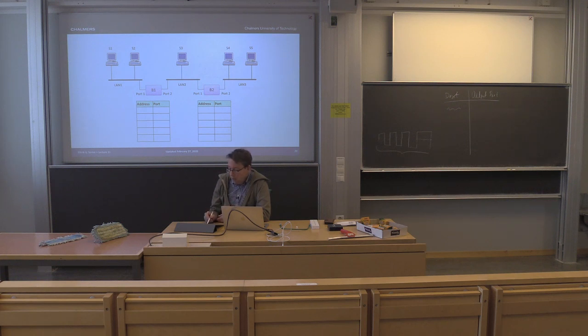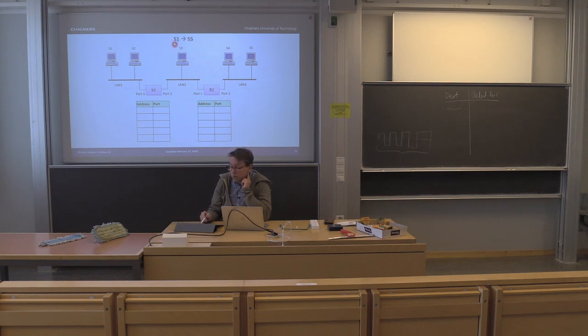Okay, and in the beginning we have 2 bridges here which are connected to these LANs, and they know nothing. Maybe they've just been powered up, they have nothing in their forwarding tables. There is 1 forwarding table here and 1 here. They're completely blank at the moment. These tables are then filled in by what's called backwards learning. So it works like this.